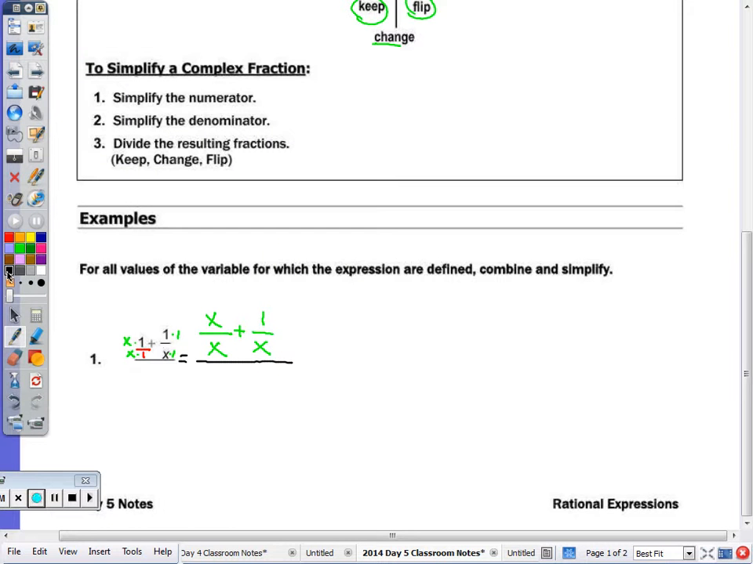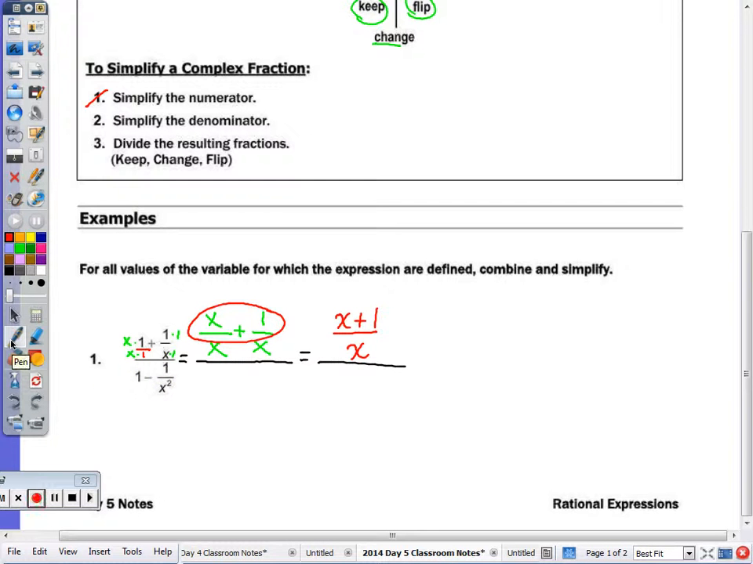I'm going to continue to simplify. Okay? Common denominators means I keep the denominator and combine the numerators. I can't add the 1 to the x, so I simply write it x plus 1. Now that numerator is completely simplified. Step 1 is done. Now I'm going to go back and look at the denominator that I had.